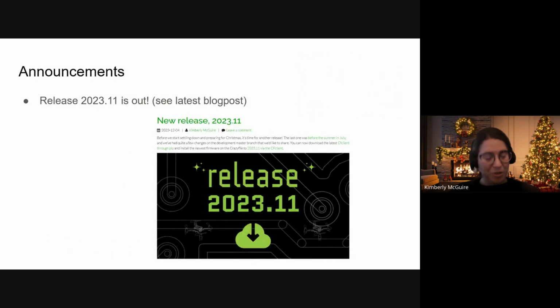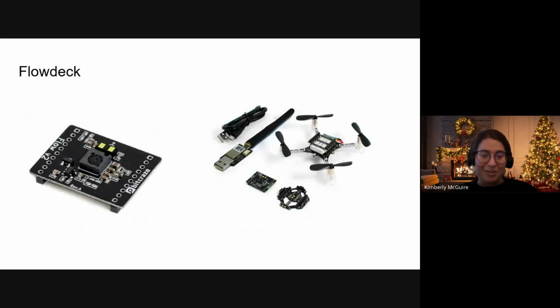So first, as an announcement, the latest release is out, 2023 November, for the Crazyflie firmware, the CF client, and the CF lib. Also, the Crazy Radio 2 firmware is out. I think that's pretty much it. So if you want to try out the latest and greatest, and also see if we haven't missed any bugs in that release, please go ahead and try it out.